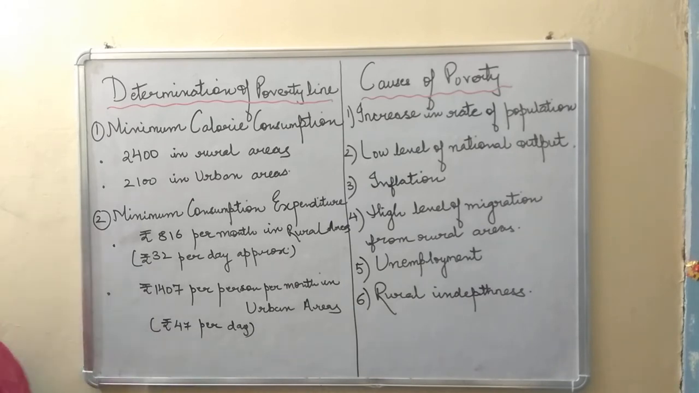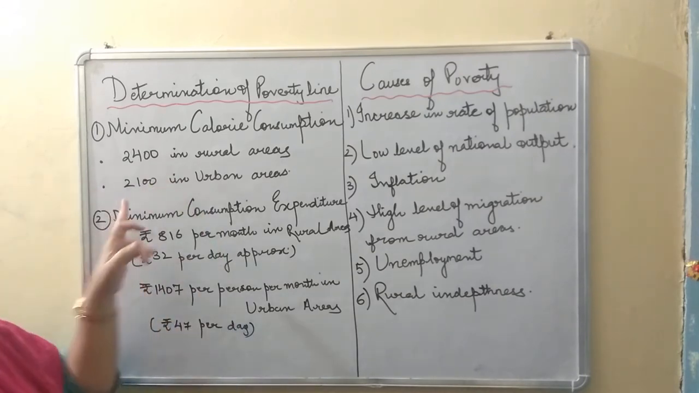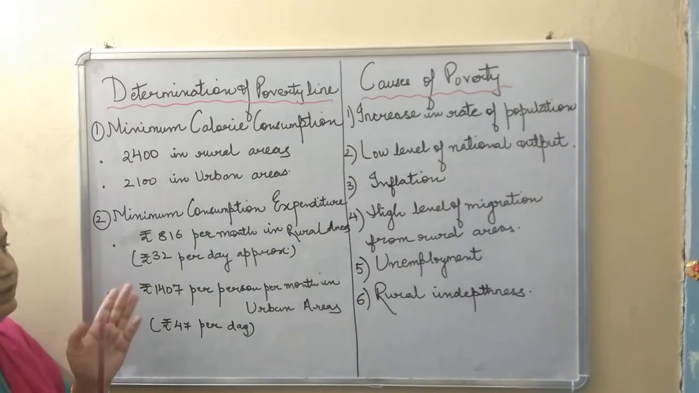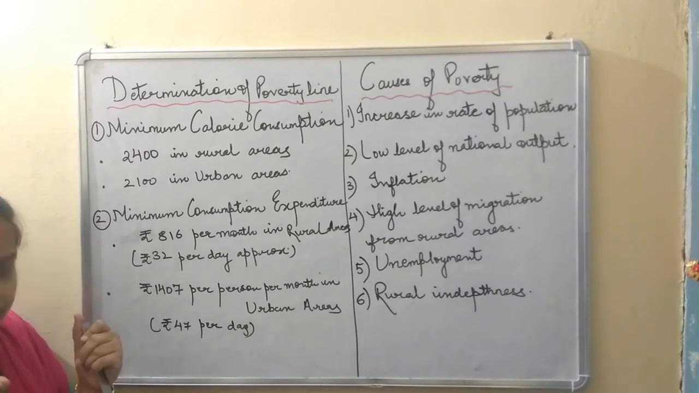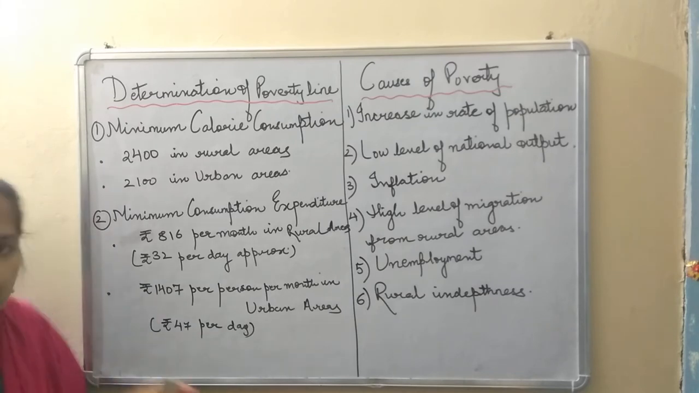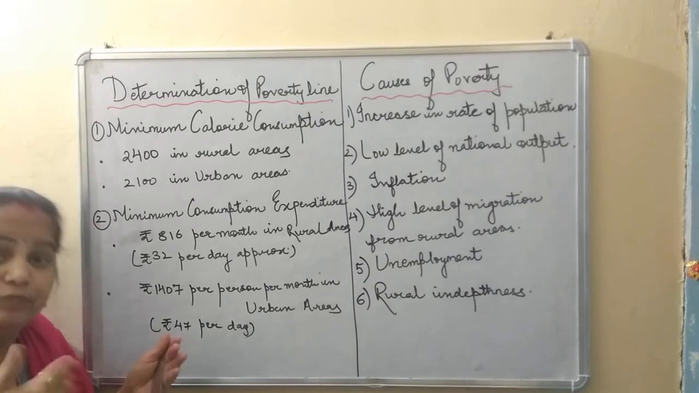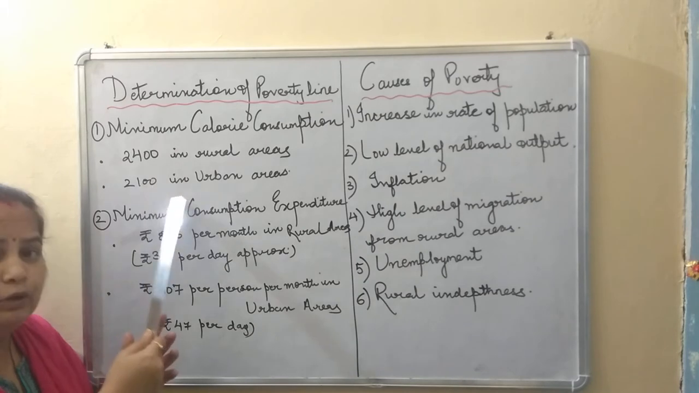Now see children, what is the reason why the government has made this 2,400 in the rural areas and 2,100 in the urban areas? Because the government knows the people who are working in rural areas work by hand, they do the laborious job. But the people who are working in cities generally do the sitting job. They don't have much work to move here and there. They don't do any physical laborious job. That is the reason the government has kept it as 2,100.